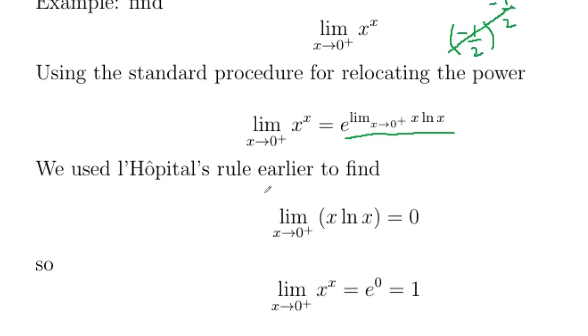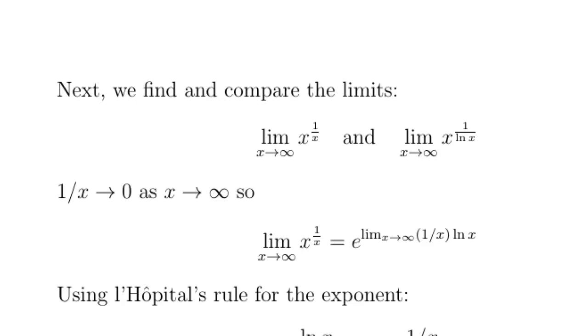Using L'Hopital's rule, we found out a few minutes ago that x ln of x as x goes to 0 approaches 0. So the answer to the limit of x to the x as x goes to 0 is e to the 0, which happens to be 1. Just like that, and we are done with that problem. Okay, now let's take a look at these two limits side by side. They look kind of similar, but they don't have to come out the same answer.